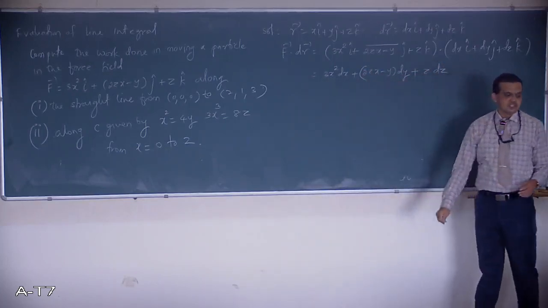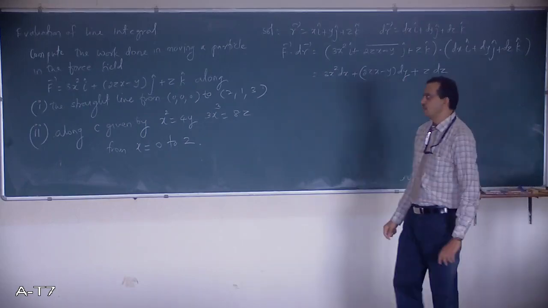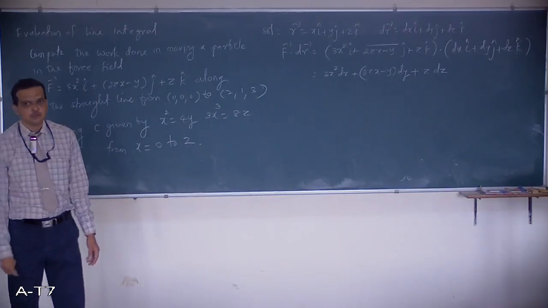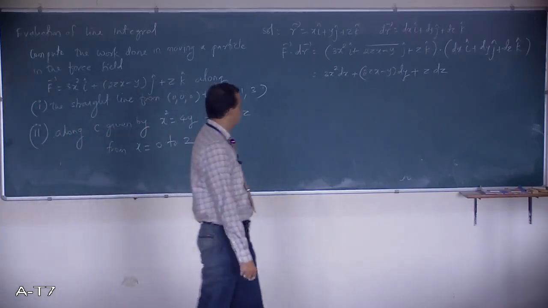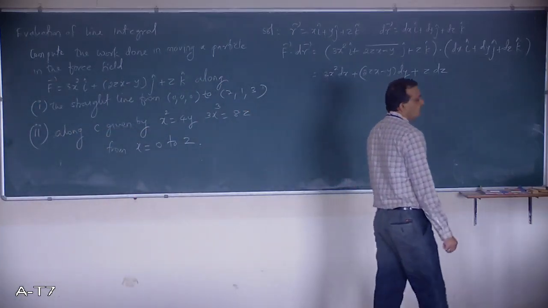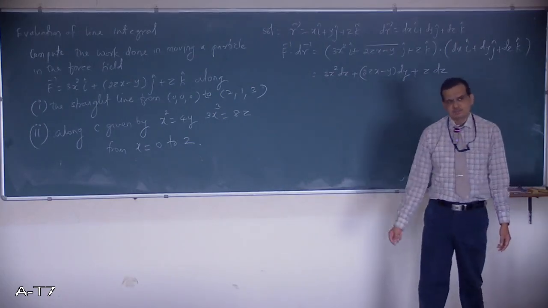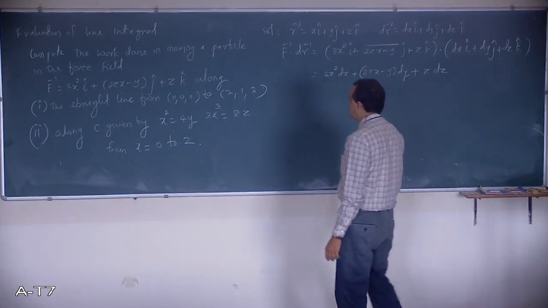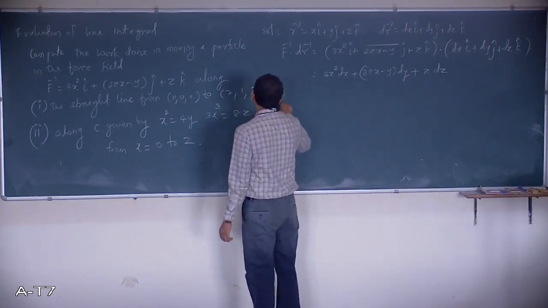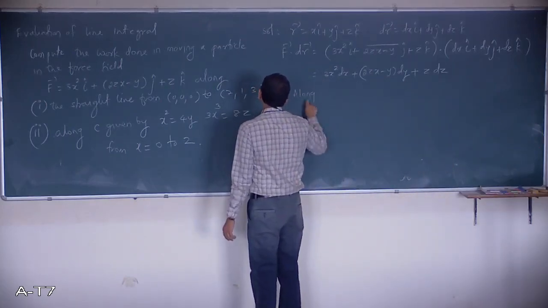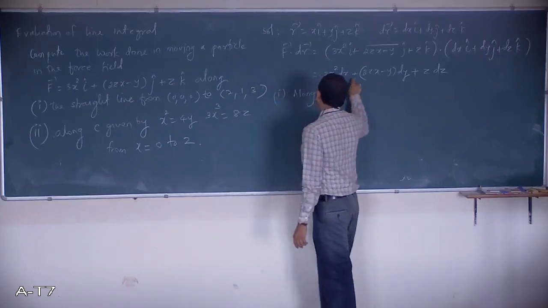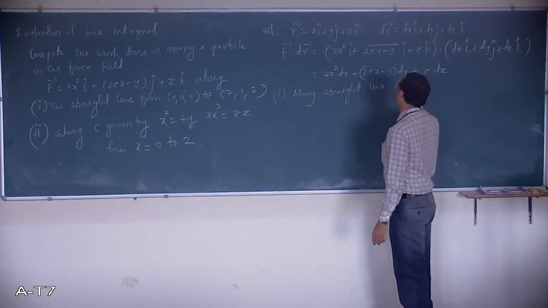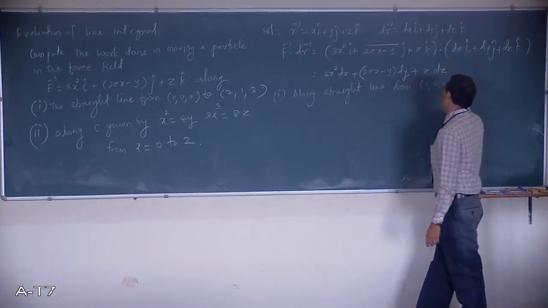So, this is your first task always. Whenever you are evaluating some line integral, the very first task is that function you compute. What is that? F dot dr, whatever. So, that is the first thing you have to compute. In this case, it is work done, that is why also it is F dot dr. So, both are same. Now, let us start with the first case. Along what is mentioned, straight line from 0, 0, 0 to 2, 1, 3.